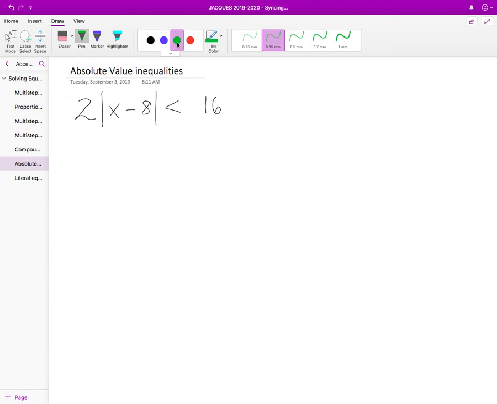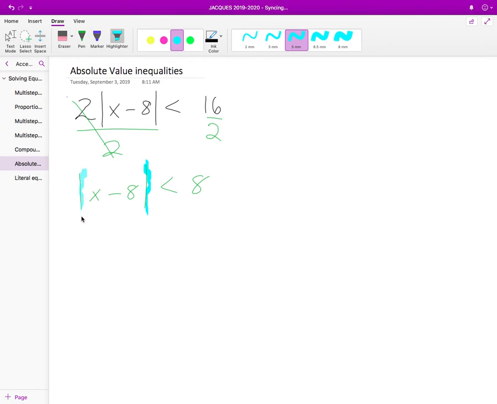So in the same way that we would have solved the previous equation, we're going to isolate the absolute value first. So we'll divide by 2. We get the absolute value of x minus 8 is less than 8. And the second you get your absolute value alone, then you have to split your setup. So it really makes a difference what the symbol is.